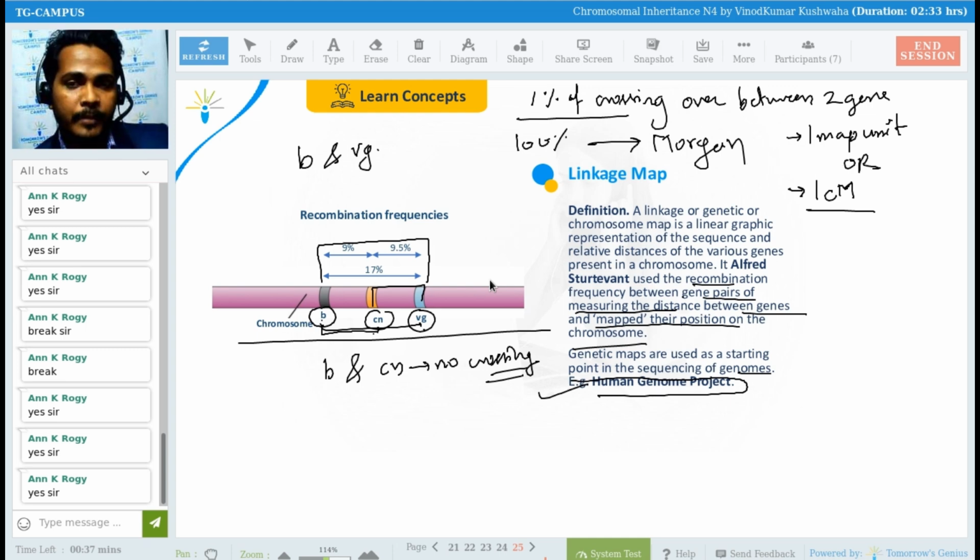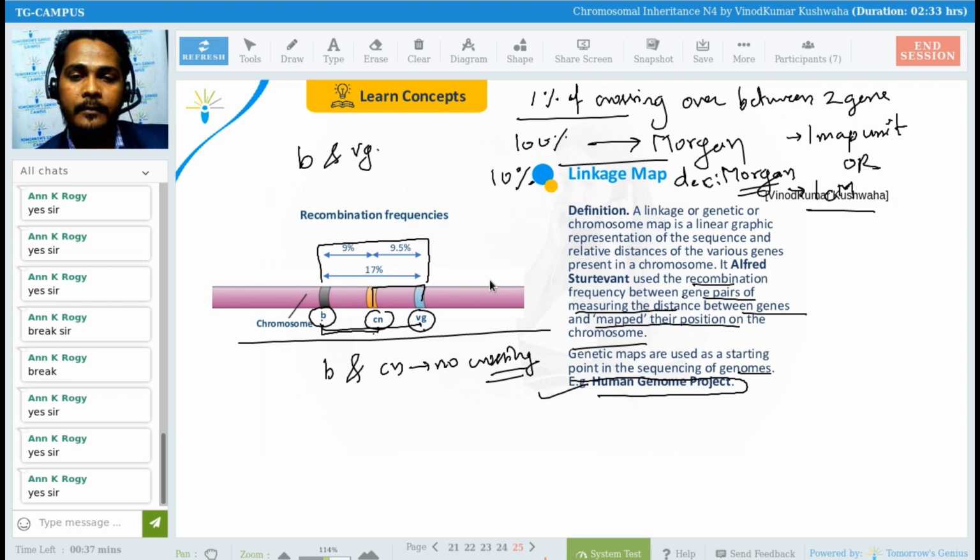100% means Morgan, 1% means one map unit or 1 centimorgan, and if there is only 10% crossing over, that is called a decimorgan. If 10% is there, I can call it a decimorgan. So Morgan is always capital M. So you have to remember these three important points: 1%, 100% and 10%. Is this clear?